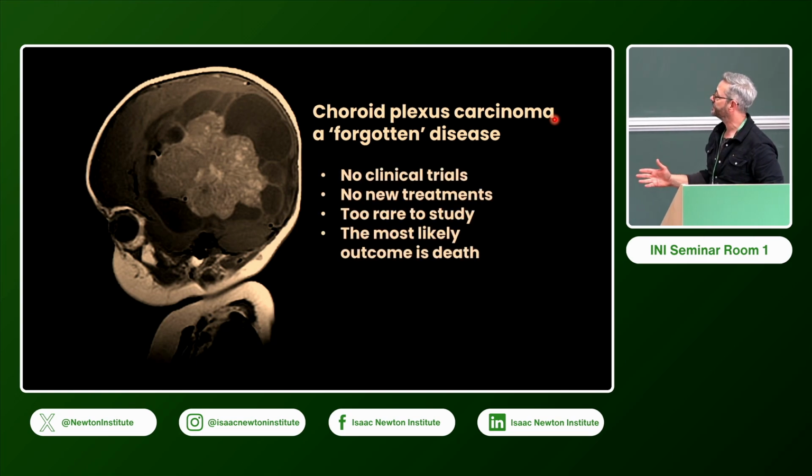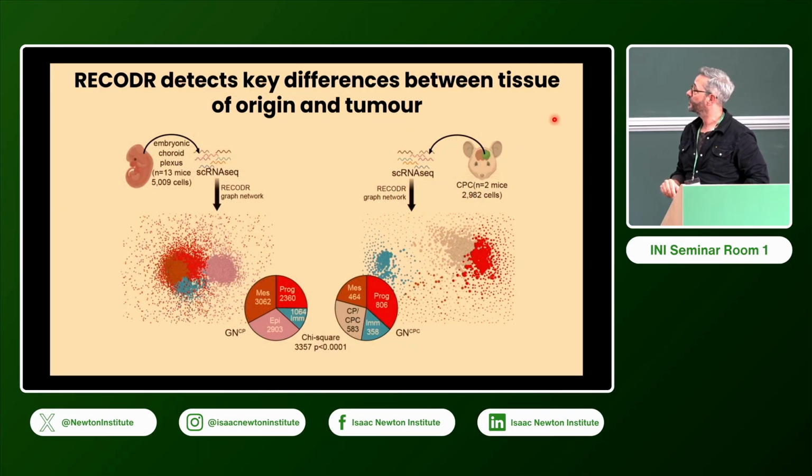There are no clinical trials, there are no new treatments, it's too rare to study. About 2 children in this country a year get it, and the most likely outcome is death. So it's one of those intractable diseases where cancer's thrown us down a blind alley as opposed to us being able to put it down a blind alley.